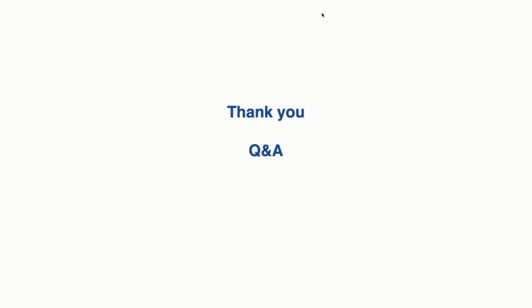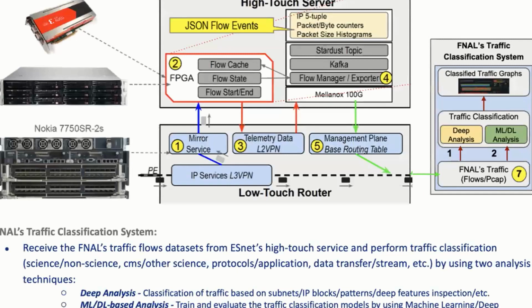I want to ask something. On the previous page, I saw this Xilinx FPGA card. How many do you have with the Xilinx FPGA card? This is the high-touch server, which is part of the ESnet precision telemetry services. It is not our part. We are just using this server as a service and getting the data at our end and classifying that data.